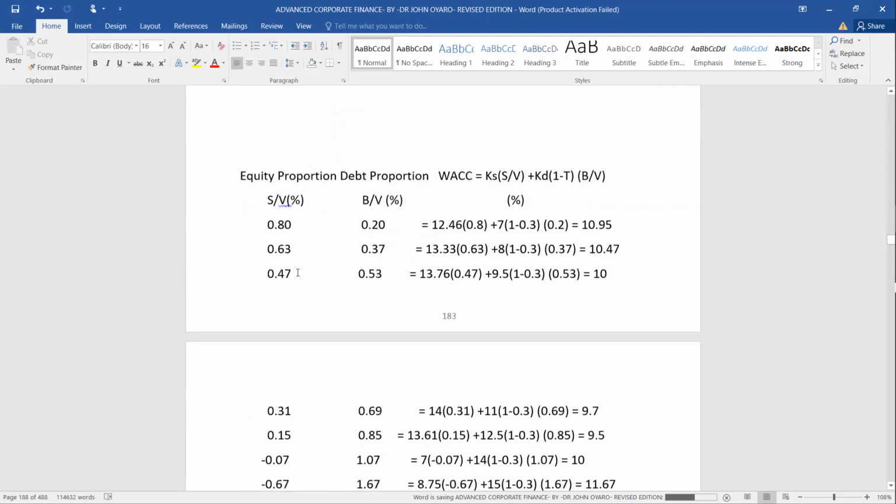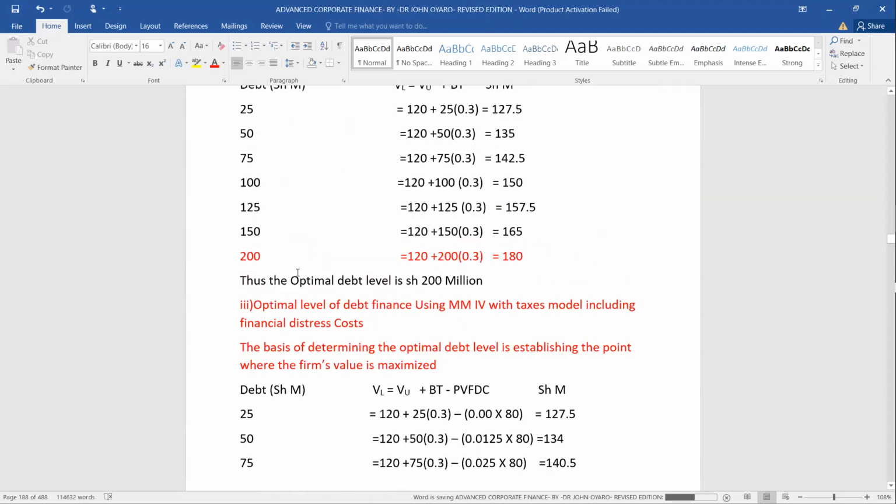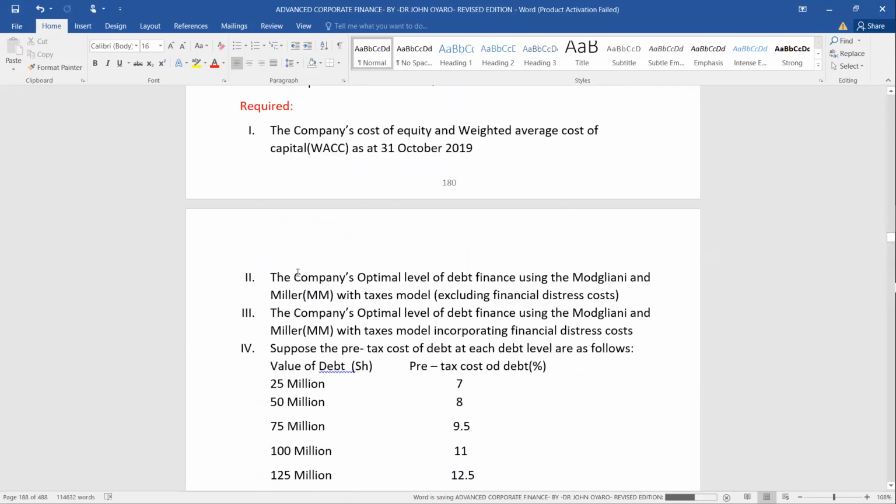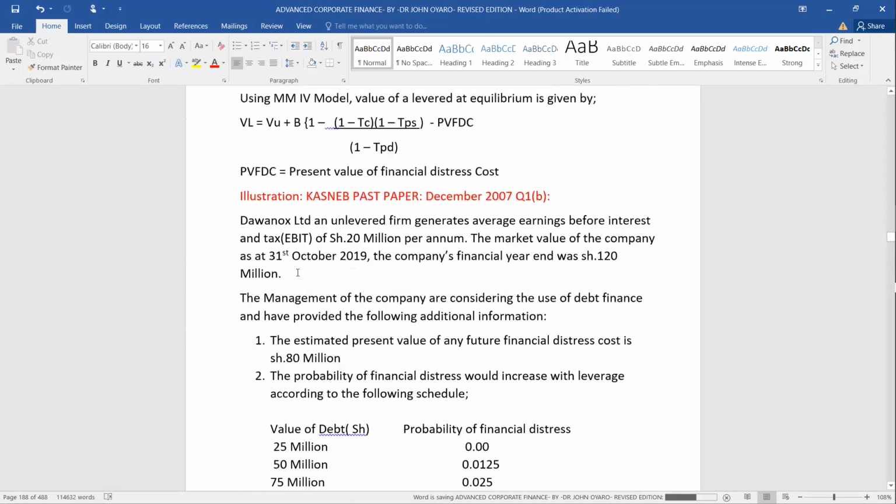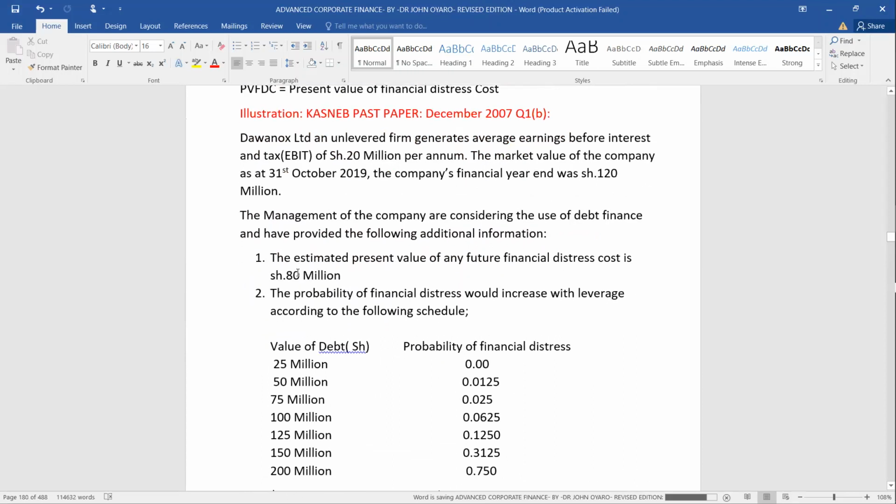Let me go back to this question now. This question is an old question, December 2007, question 1B. It says, Dawanox Limited, an unlevered firm, generates an average earnings before interest and tax of 20 million per annum. Dawanox Limited, unlevered. There are things that you need to take a lot of care over.